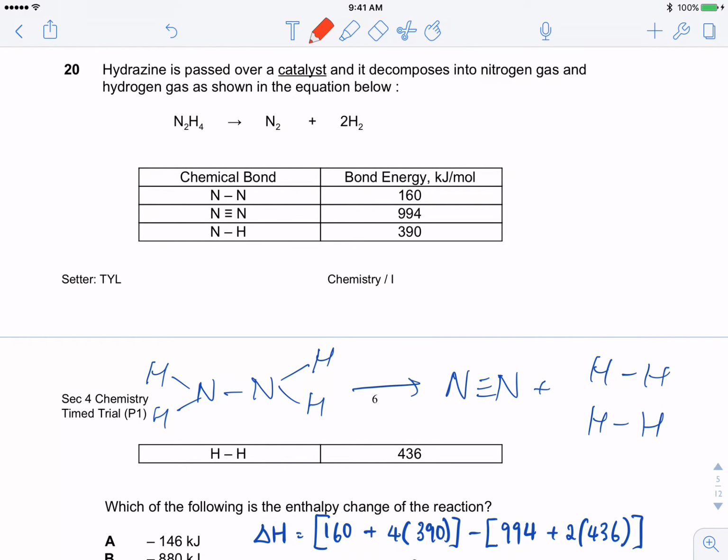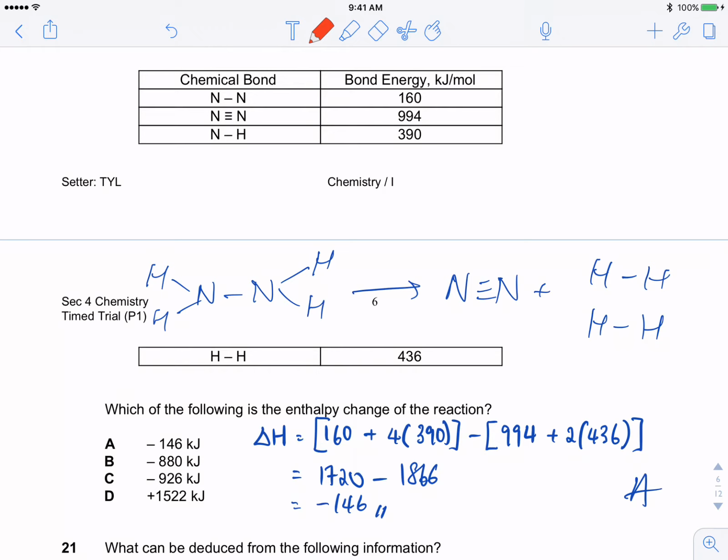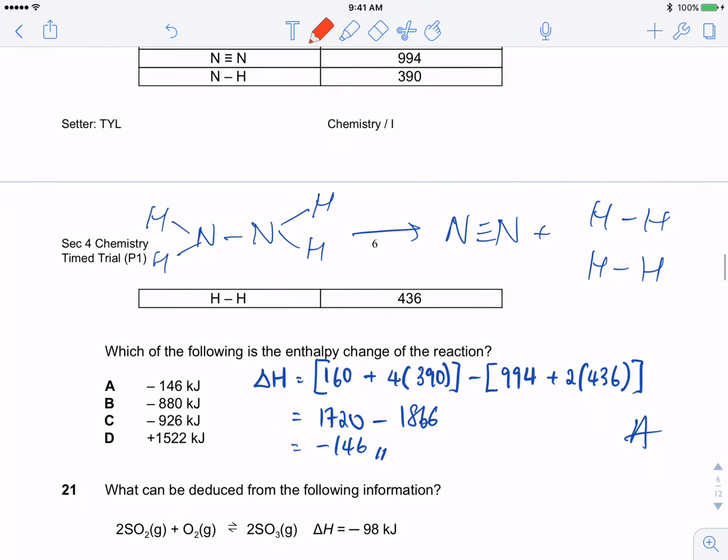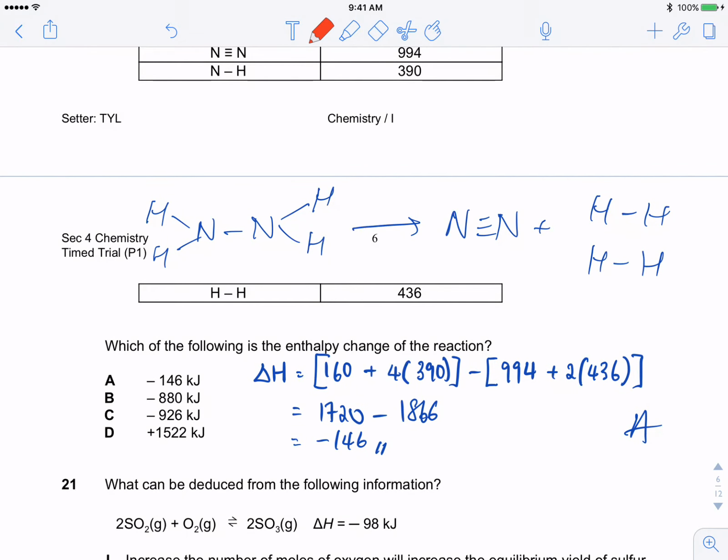Hydrazine is passed over a catalyst and is decomposed into nitrogen gas and hydrogen gas in the equation below. Again, for this kind of question, I have to draw the structural formula. So here is the structural formula drawn out. Which of the following is the enthalpy change of the reaction? So I calculated it out.